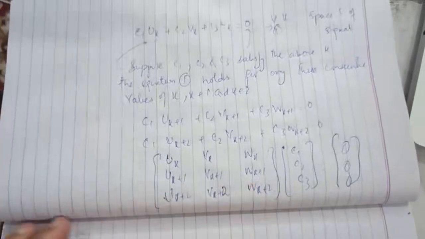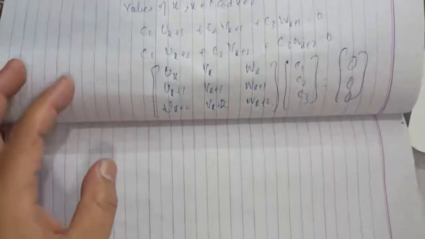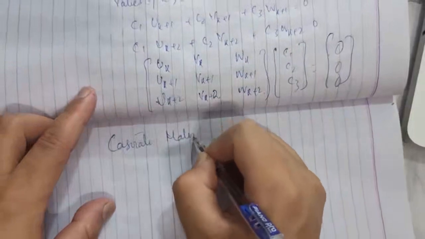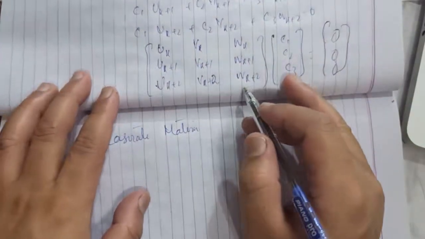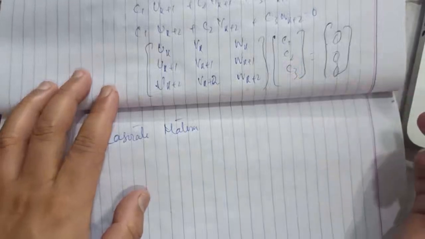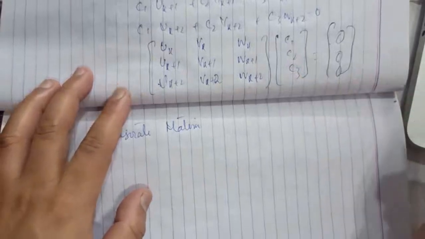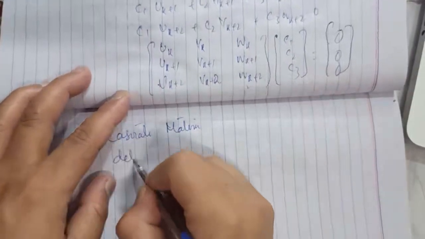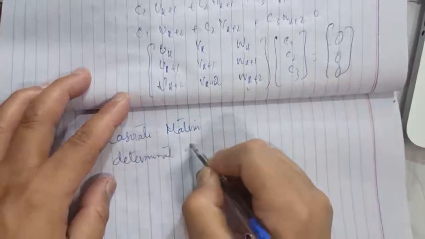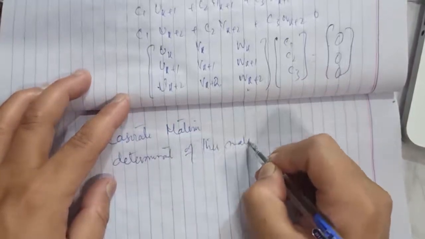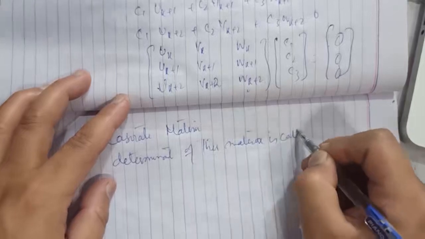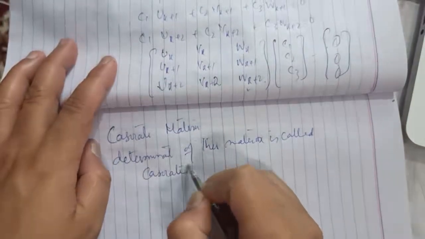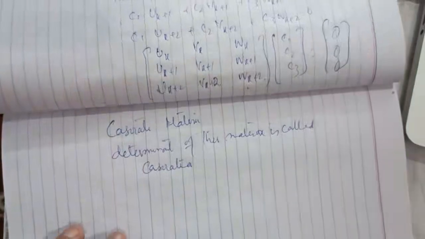Now this matrix is called the Casorati matrix, and the determinant of this matrix is called the Casoratian. Okay, so the determinant of this matrix is called the Casoratian.